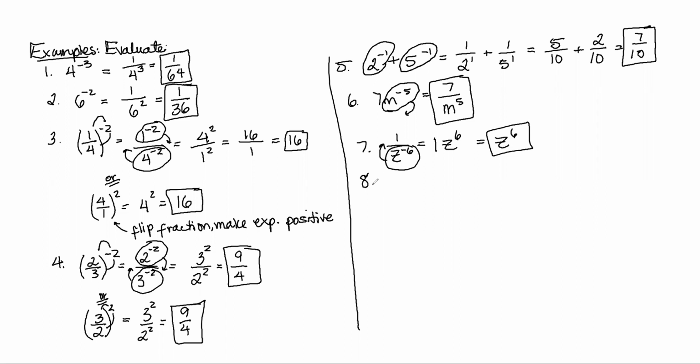Number 8. P squared q to the negative 5th. This one's similar to number 6 for the fact that q is being raised to the negative 5th, but p has a positive exponent. So that p is going to stay on top, this q is going to move down to the bottom. So p on the top of the fraction, and on the bottom, q to the positive 5th. And because they're different variables, we can't combine them.